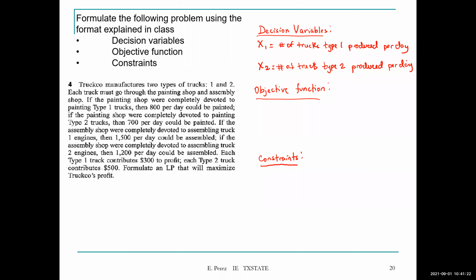Okay, so I understand if you put number of trucks 1, trucks 2, that doesn't give you all the information. So make sure that you define those decision variables clearly.